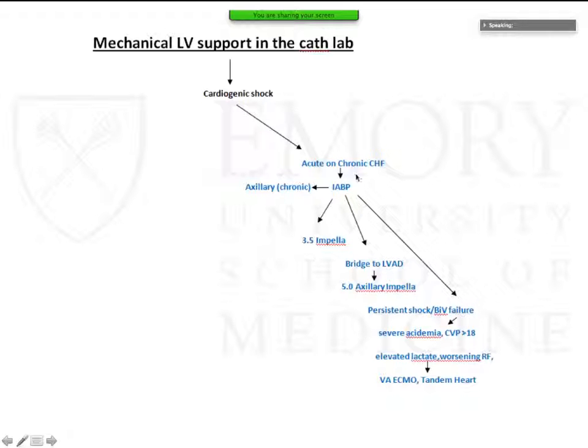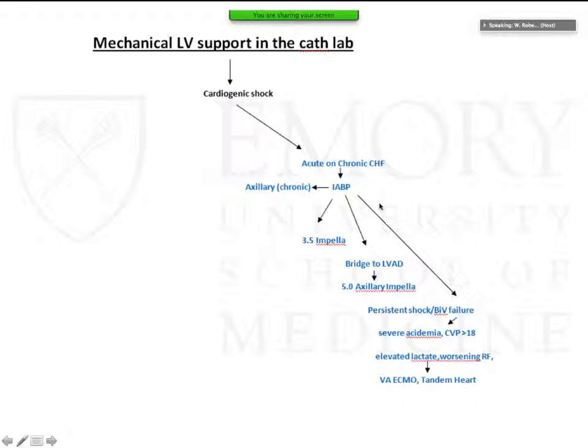If you have acute and chronic heart failure, you can start off with a balloon pump and the patient stabilizes. We can place this for patients for chronic use by an axillary approach. If you have to step up from the balloon pump, you can put in a 3.5 Impella as a bridge to LVAD, and you can migrate up to a 5 axillary Impella, again as a bridge to LVAD.